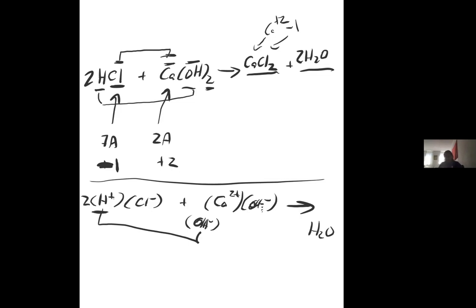So now you're going to have the other one combining with this one. So you're going to get two waters. And then your calcium is going to have to combine with the chloride. You've got two chlorides. So you get CaCl2. Okay. So just kind of practice those.